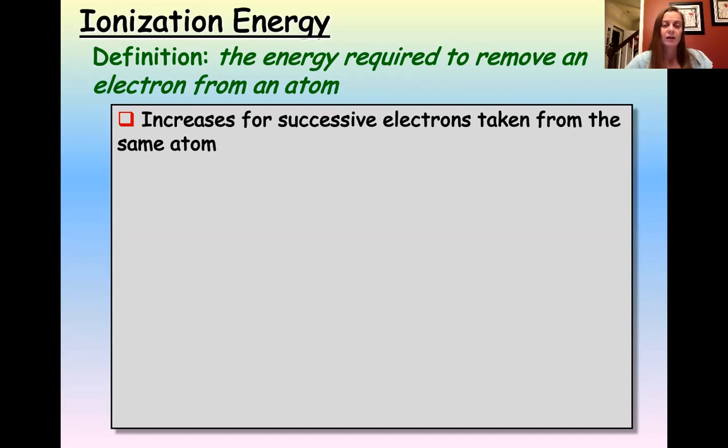Ionization energy increases for each successive electron that we take from the same atom. So if we start with calcium, it has 2 valence electrons. Those are the electrons that are available to be removed. The first one that we take off doesn't require very much energy. The second one that we take off is going to take significantly more energy. And now when we get to the third one, because we are changing energy levels and therefore we are changing the radius drastically, there is a huge increase.